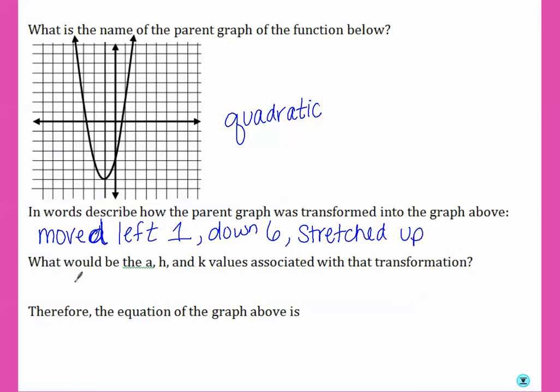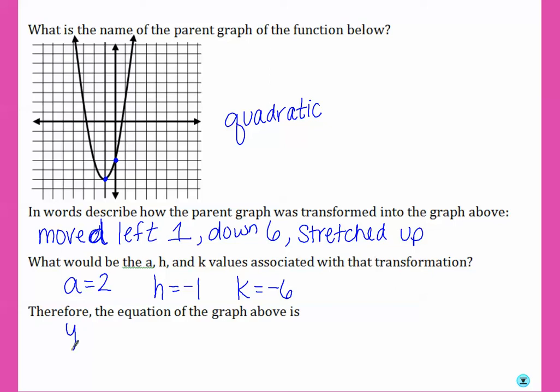So let's look at the A, H, and K values for this. Since instead of going from our starting point over 1, up 1, it went over 1, up 2, that tells us our A value is 2. Since the graph moved left 1, we know H is negative 1. Moved left is H equals negative 1. And then K, down 6, means K is negative 6.